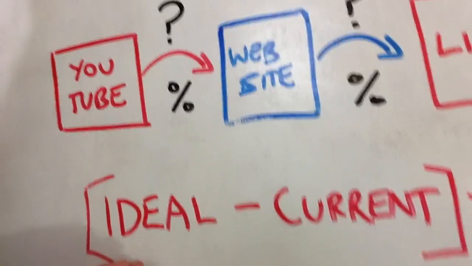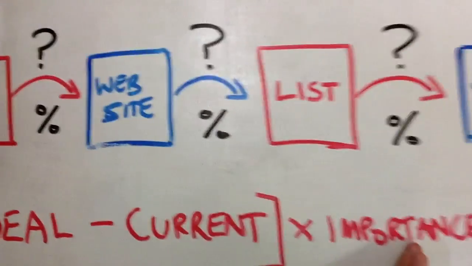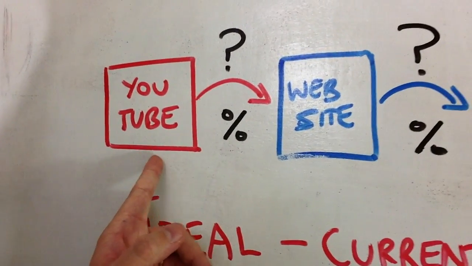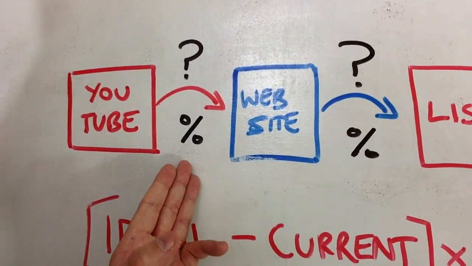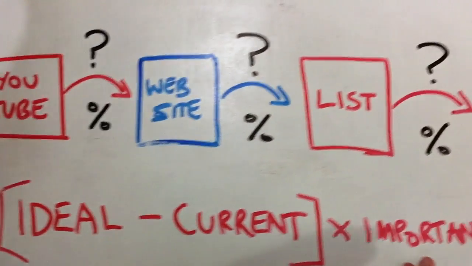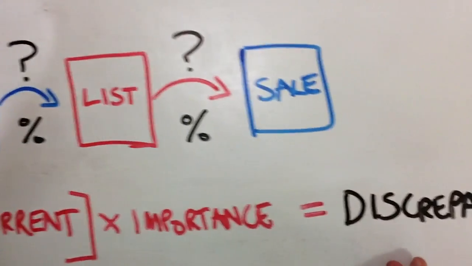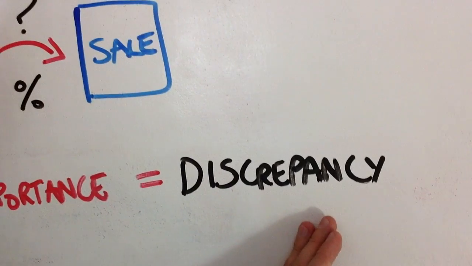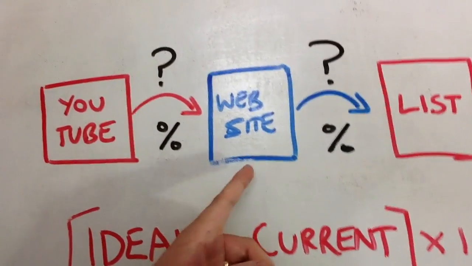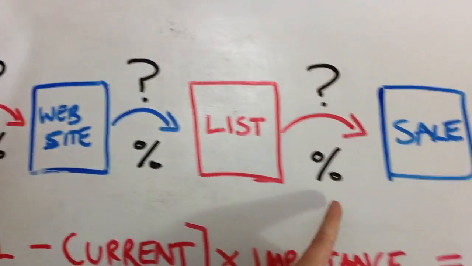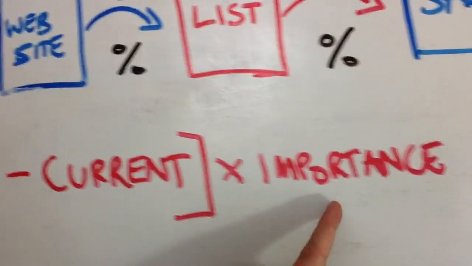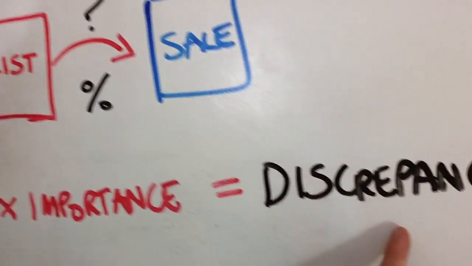So it could be that you've got ideal minus current times by importance. So for this, let's say your importance is 7. For example, the importance of getting people from YouTube back to your website is 7 out of 10. So you've got ideal minus current, which you worked out as 5, times by your 7 equals your discrepancy score of 35. Yep, 7 times 5 equals 35. Now you might do the same process with this percentage and also with this percentage in terms of ideal level minus your current level times by the importance and then work out the discrepancy.